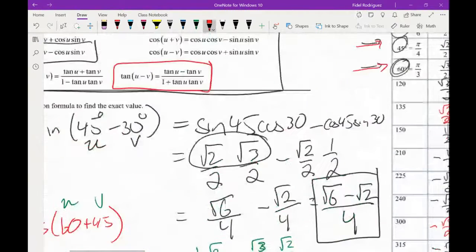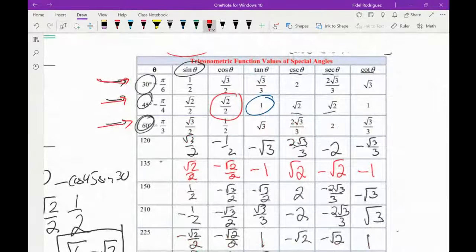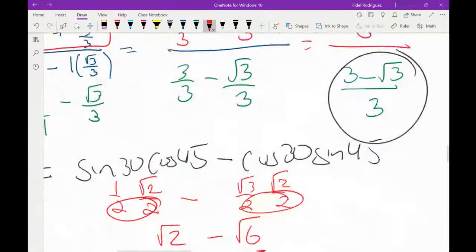And guys, remember how we filled out that radial chart at the beginning of class today? We're going to come back over here. We're going to say, where's that chart? We're looking at 120. What is the tangent at 120? Negative square root of 3.